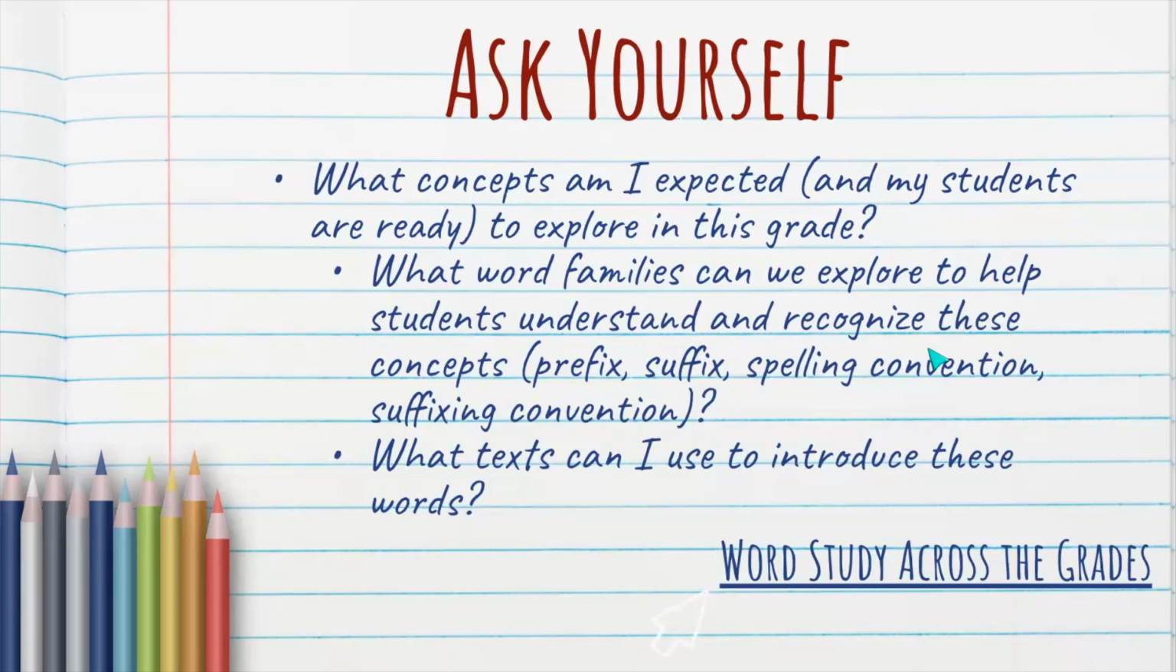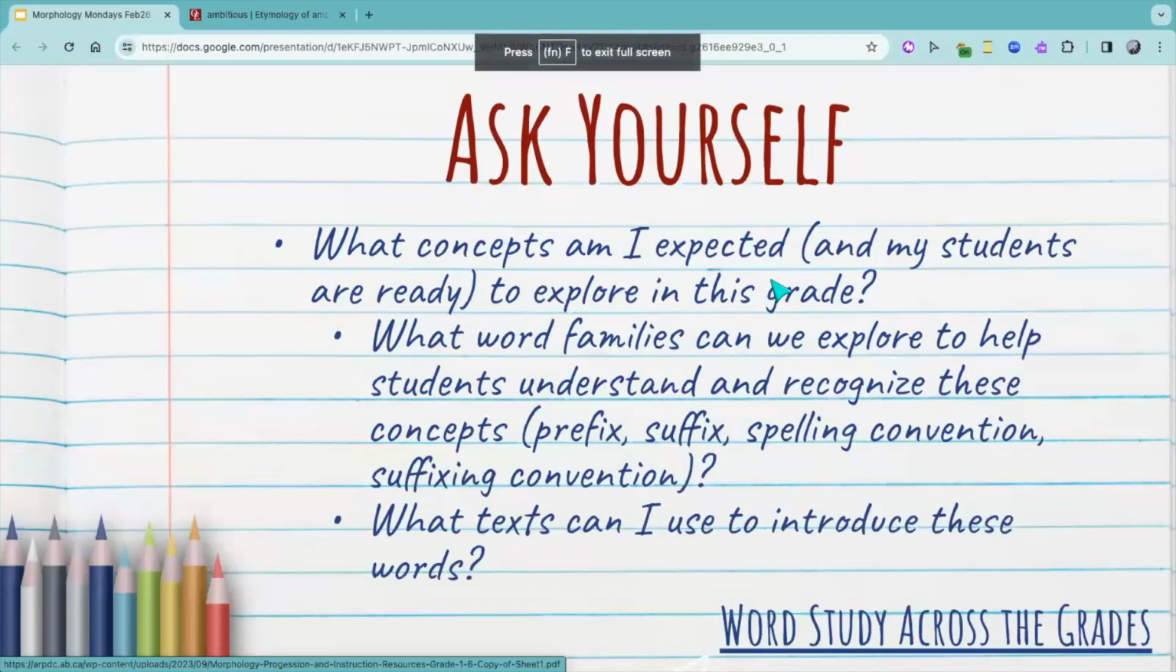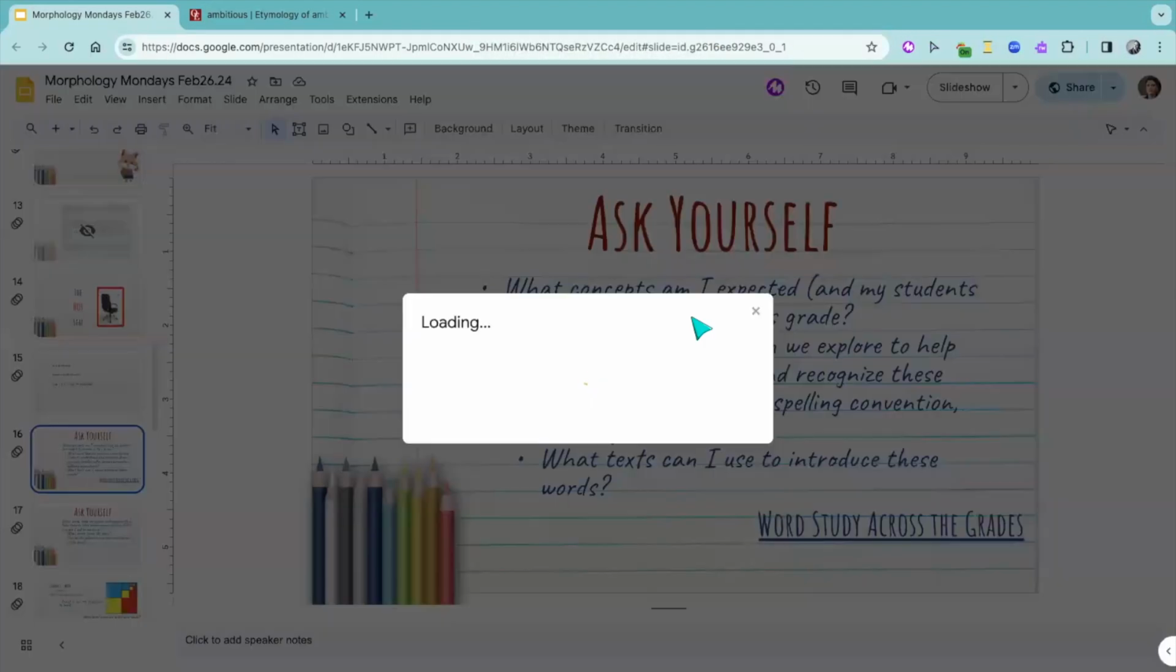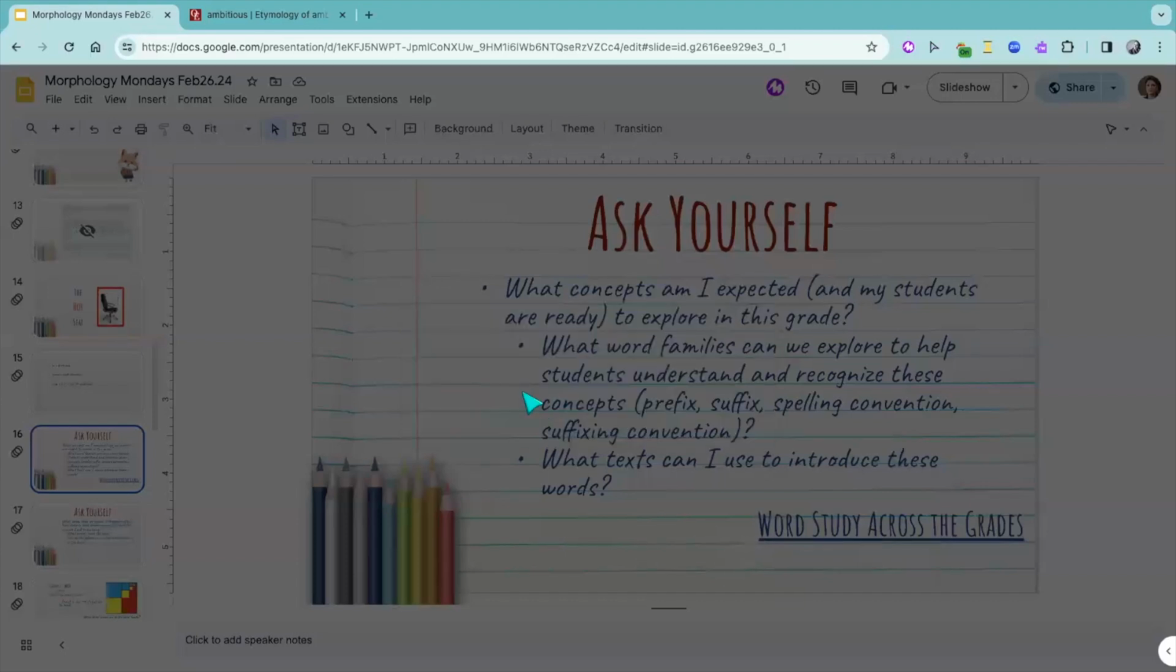What concepts am I expected, and are my students ready, to explore in this grade? This link here will take you to that PDF that I've shared before, of the morphology concepts that are pulled out of the curriculum from the vocab and the conventions. And while I'm talking, I'm realizing I did not share my slide deck with you all right now. So that's one way we can look at it: what are we expected to teach, and what are my kiddos ready to learn?